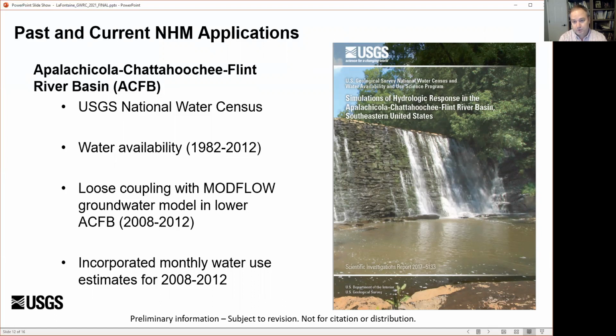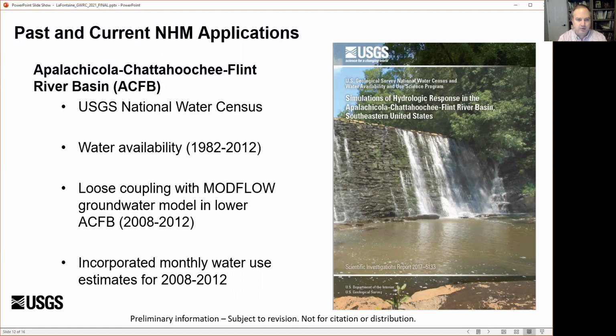So one for our region is that we used, where the NHM has been developed for the conterminous United States, we have software that enables us to extract subbasins from the national model. And so for this latest application that was published in 2017, looking in the Apalachicola, Chattahoochee, Flint River Basin, we were able to take that extraction of the ACF to do a water availability analysis in that basin.